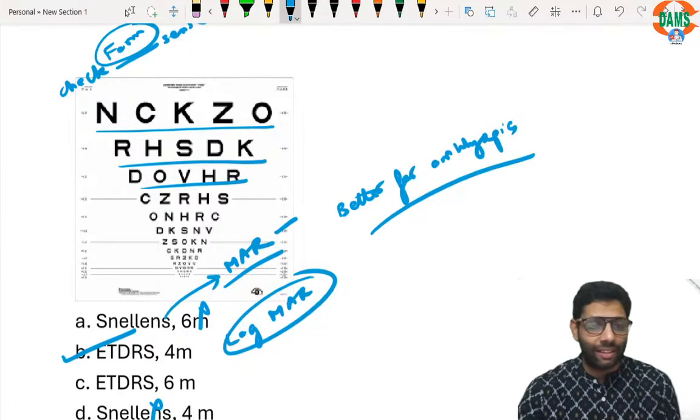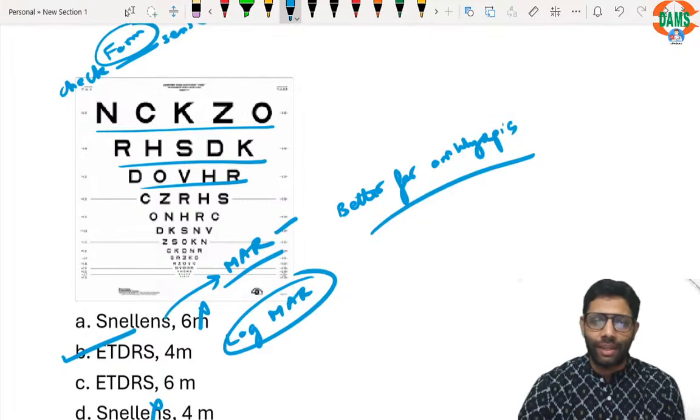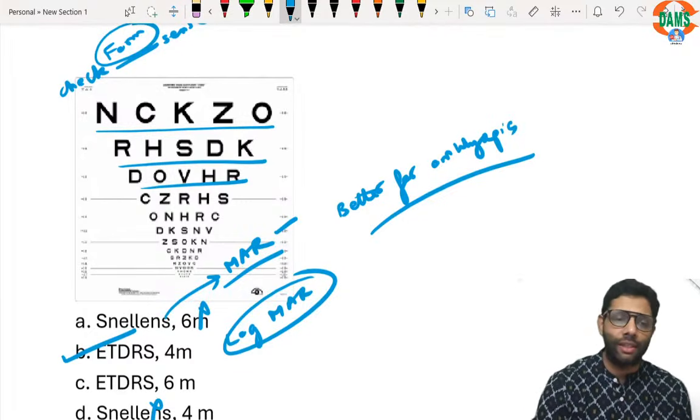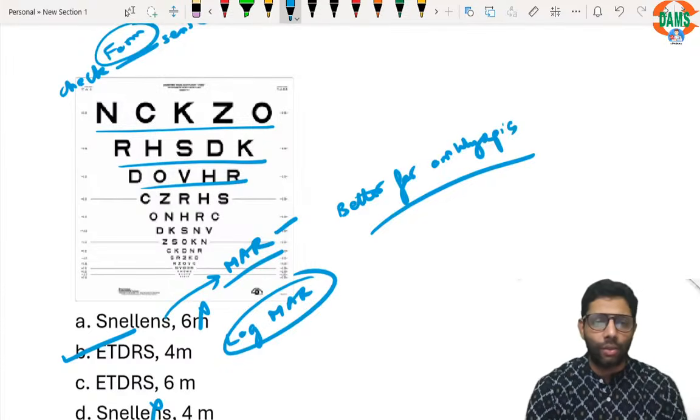Alright, so each line, Karthik, has 5 letters. Okay, and the size and shape is changing. So it is ETDRS from 4 meters. Third question, any doubt on this?